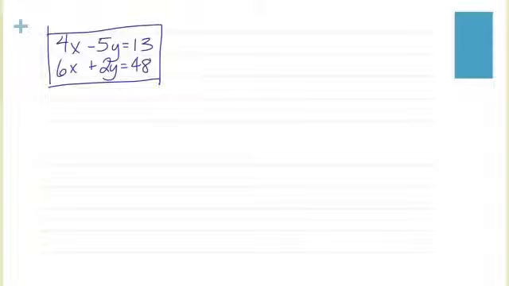Now I'm going to look at 2 and 5. Those both go into 10. So I'm going to multiply this one by 2 and this one by 5. And let's use that color. So that one by 2 and that one by 5.